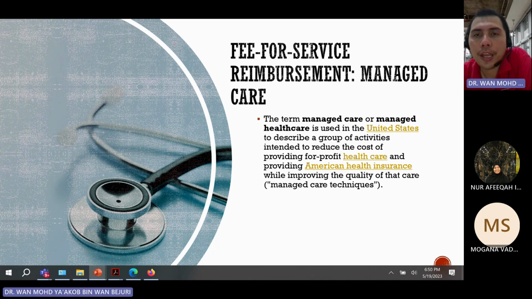Next is managed care. The term managed care is used in the US. It describes a group of activities intended to reduce the cost of providing for-profit healthcare and providing American health insurance while improving the quality of that care.